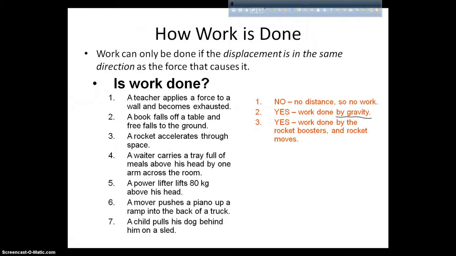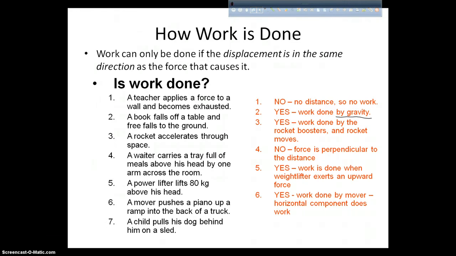Here are some other scenarios. Think about them real quick, read them, pause the video. Alright, here are the answers to what you want to know for 4, 5, 6, and 7. Look at those real quick, pause the video, and make sure you understand why it is in each case.